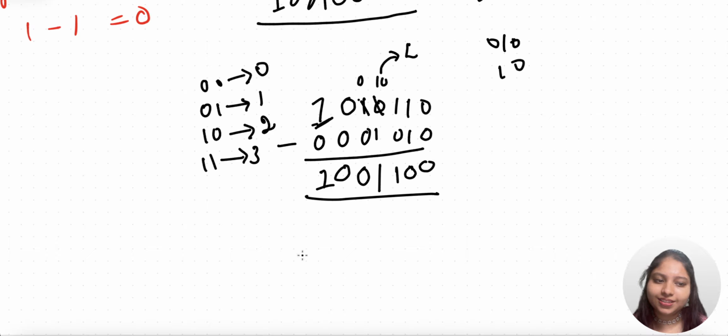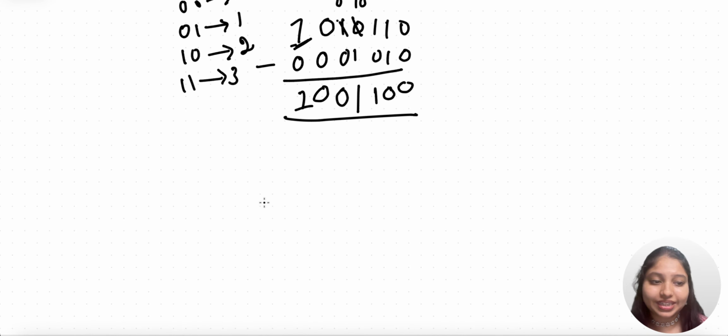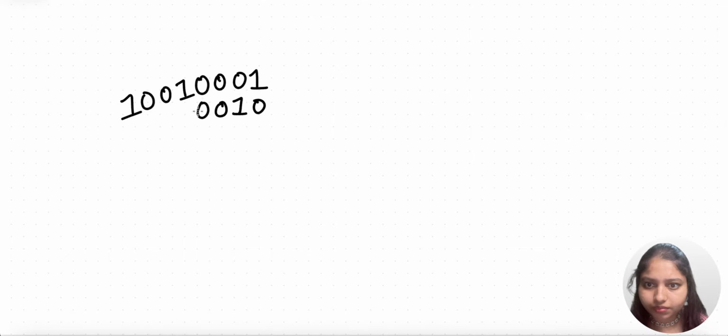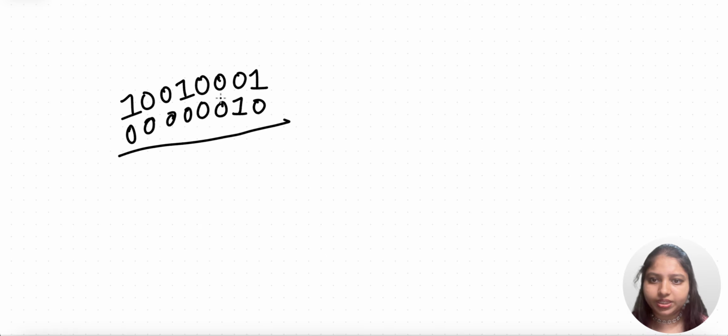Let us consider another example where this borrowing is going to vary a little bit. We have 1 0 1 0 0 1 0 0 1. Let us subtract 1 0 from this entire number. Let me just change this up a bit.